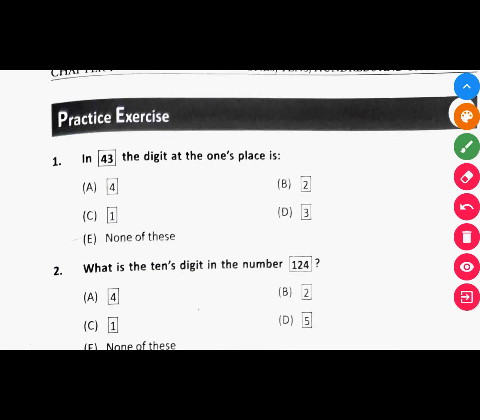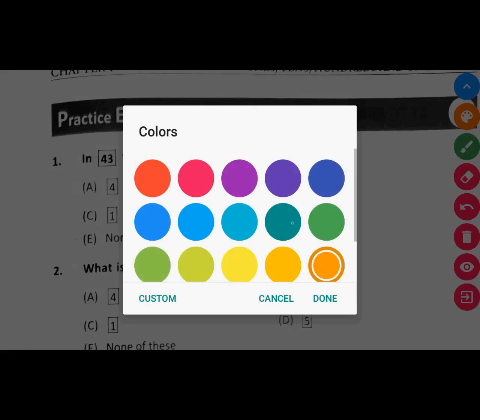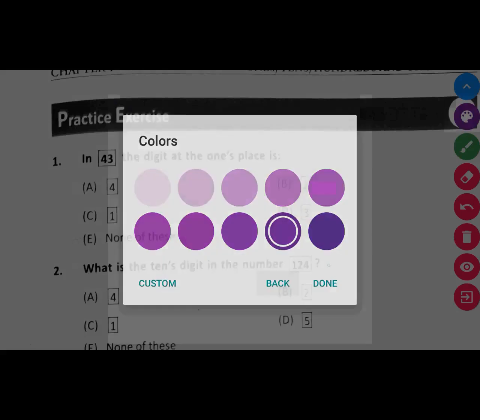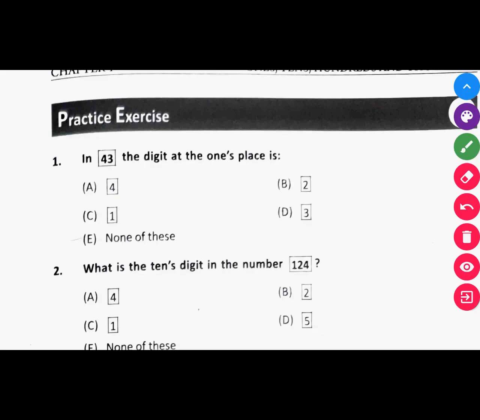What is the tens digit in the number 124? Now the number is a 3-digit number. So it has hundreds place, tens place, and ones place. So first you name the places: unit, 10 and 100.